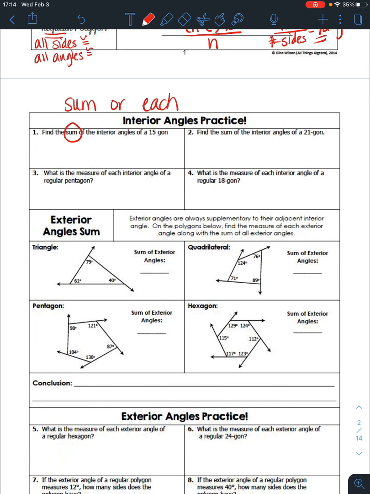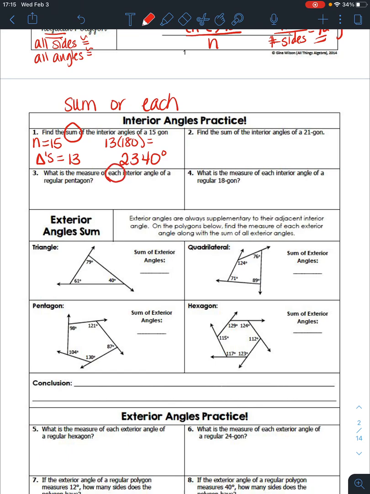So find the sum of the interior angles of a 15-gon. For a 15-gon, the number of sides is 15. The number of triangles is n minus 2, so there are 13 triangles. Each of those triangles is 180 degrees. Now you can use the formulas if you want, n minus 2 times 180, but I think sometimes it's easier just to understand the process, understand what's going on. So we have 2,340 degrees as the sum of all of the 15 angles in a 15-sided figure.